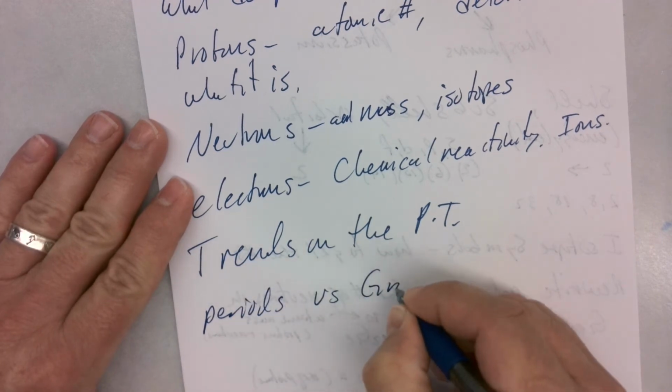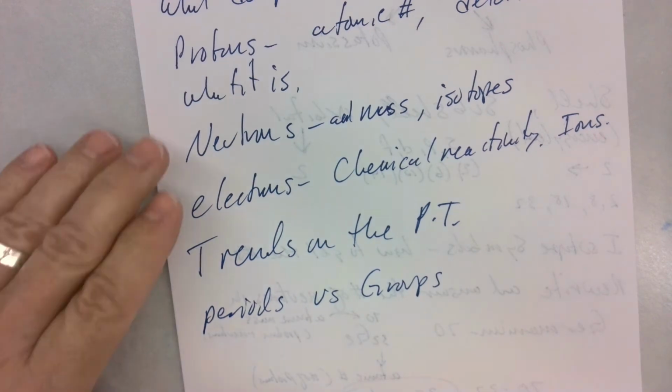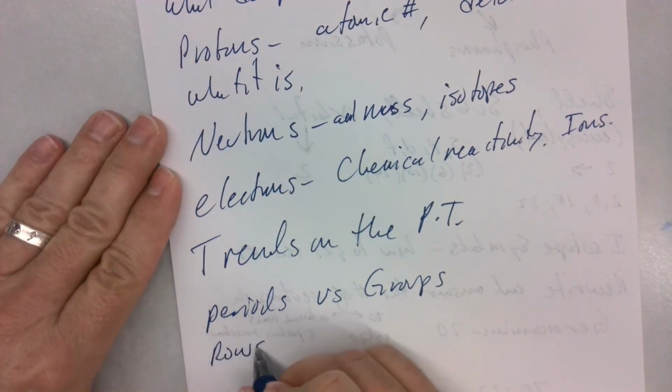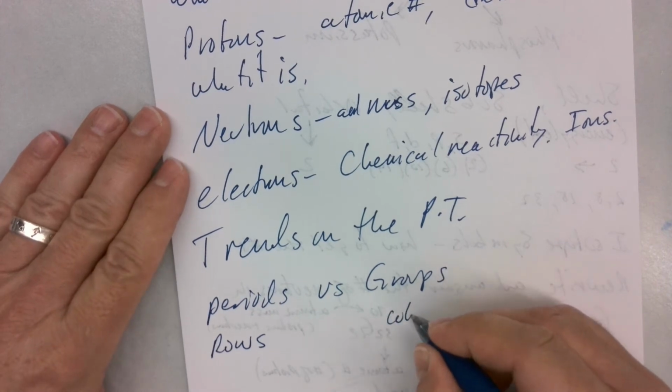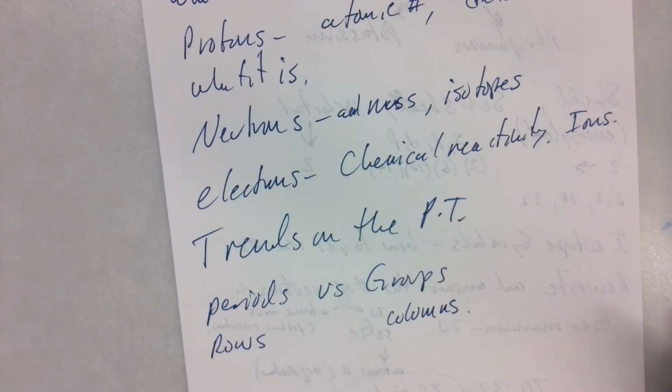Periods versus groups. Okay? Now, periods are the what? The rows. These are rows, right? Groups are columns.